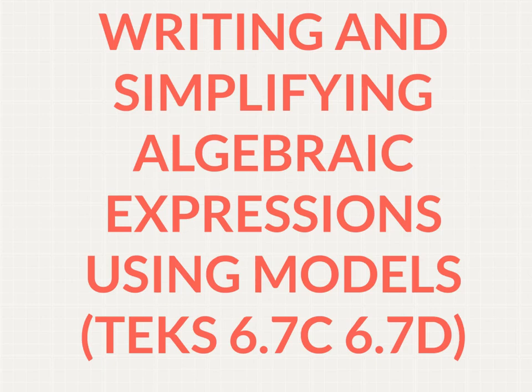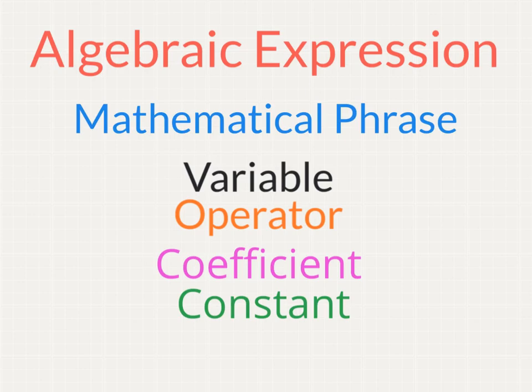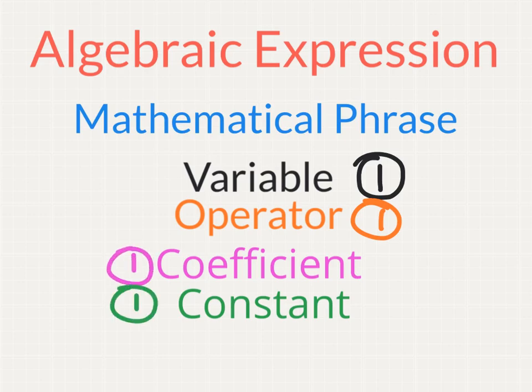In today's lesson, we'll learn about and practice writing and simplifying algebraic expressions using models, meeting the requirements for TEKS 67C and 67D. An algebraic expression is a mathematical phrase. If your mathematical phrase has a variable and an operator, it's an algebraic expression. Now, of course, that expression could also have coefficients and constants. But if it has a variable and an operator, it is an algebraic expression.